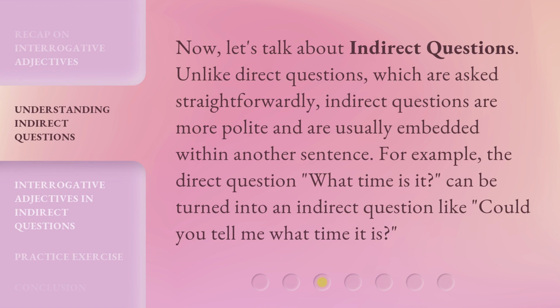Now, let's talk about indirect questions. Unlike direct questions, which are asked straightforwardly, indirect questions are more polite and are usually embedded within another sentence. For example, the direct question, "What time is it?" can be turned into an indirect question like, "Could you tell me what time it is?"